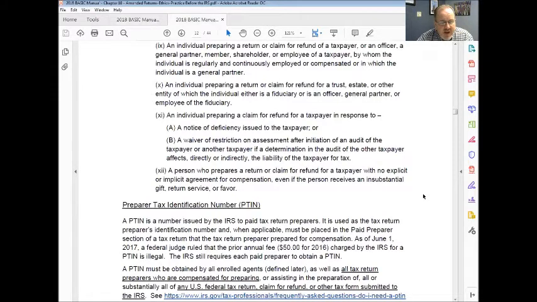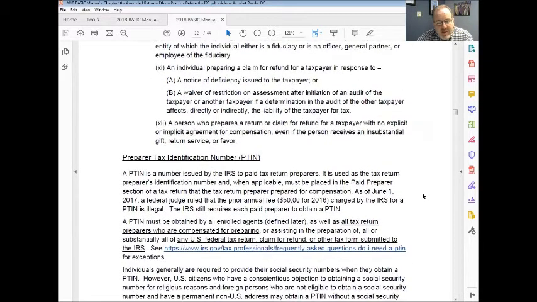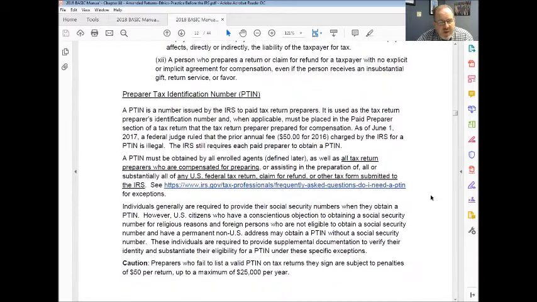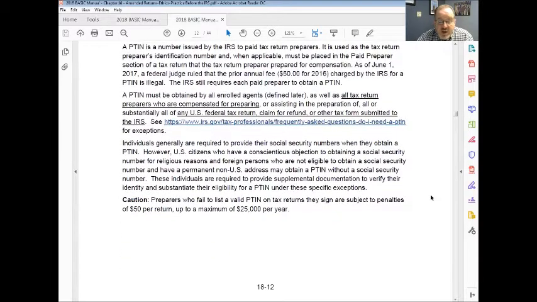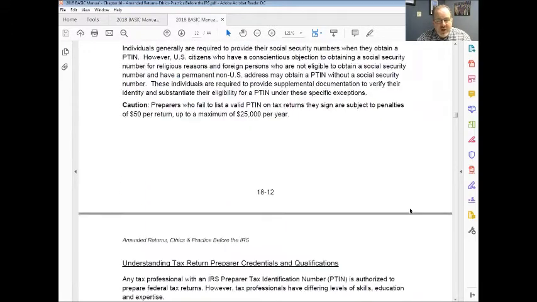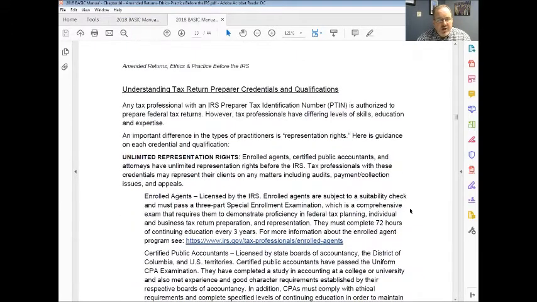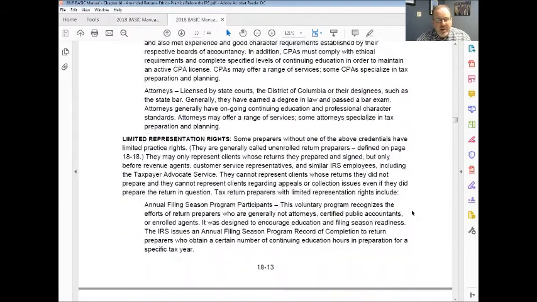Preparer tax identification number, that's the PTIN that I talked about. Everybody will sign up for that. As far as continuing education, everybody always asks about that. A lot of the states have continuing education, but on the federal side, for the PTIN to be a federal tax preparer, the courts kind of threw that out. So you don't have to do continuing education to remain with your credentialing for the federal.